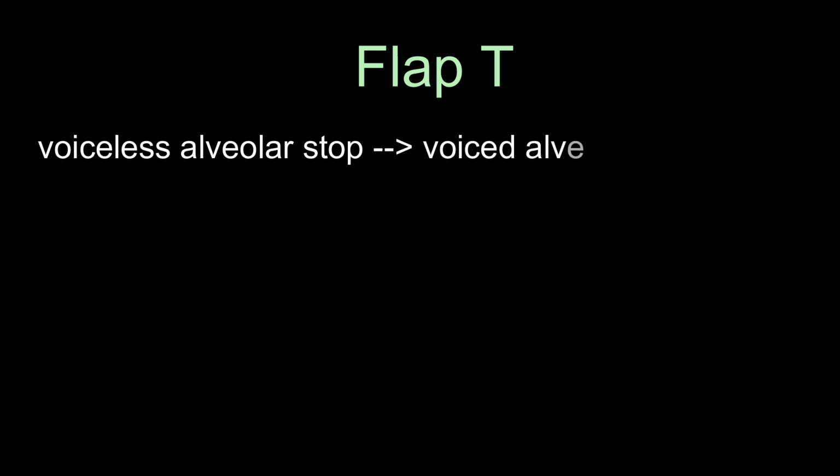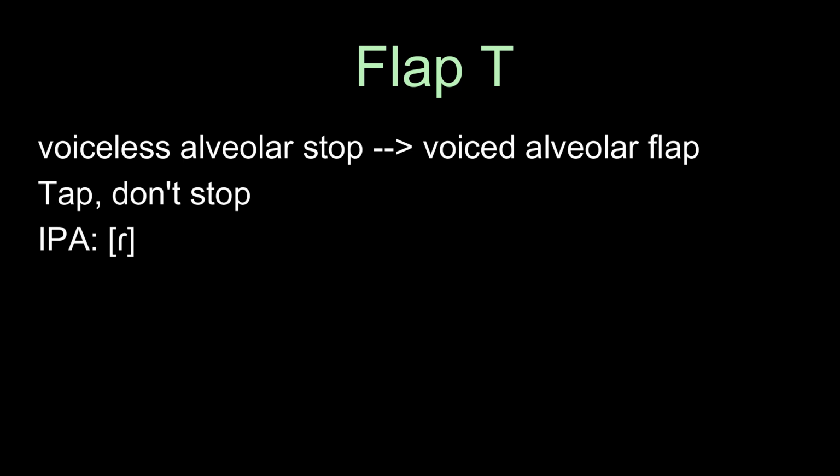Flap T. Flap T means that the voiceless alveolar stop, ta, is pronounced as a voiced alveolar flap, or tap. This allophone of ta is denoted by a special symbol in the IPA. Flap T is produced by briefly tapping the alveolar ridge with the tip of the tongue instead of the usual stopping of the airflow at the alveolar ridge. Once tapping the ridge, the tongue moves on to make the next sound in the word.